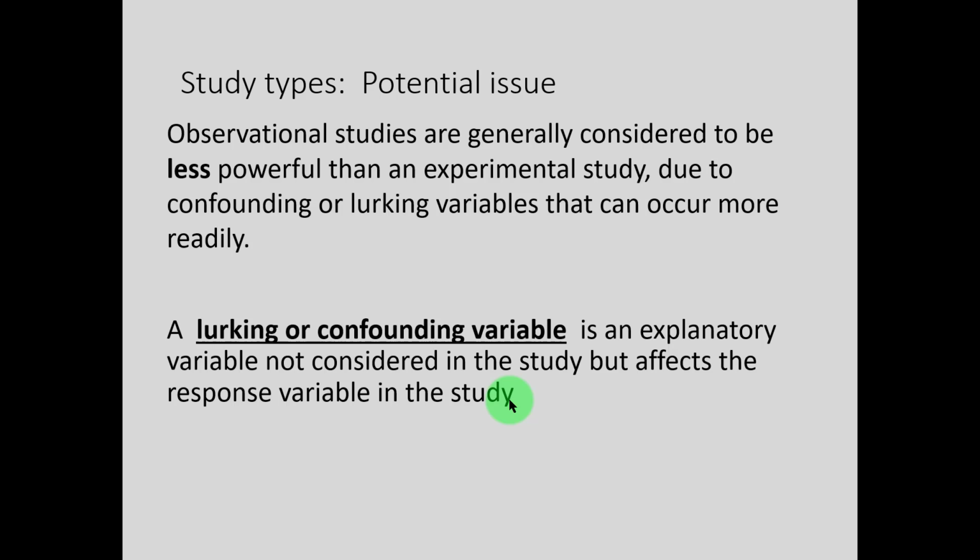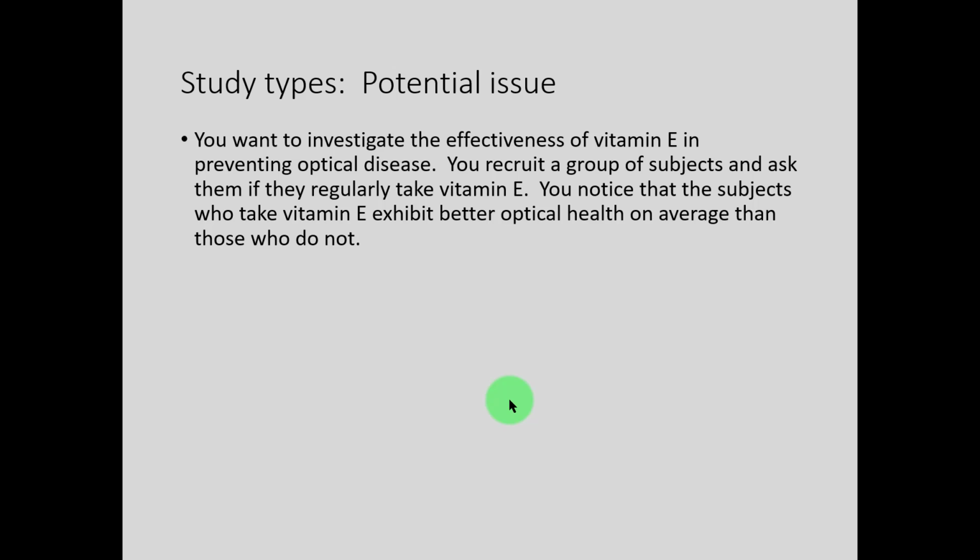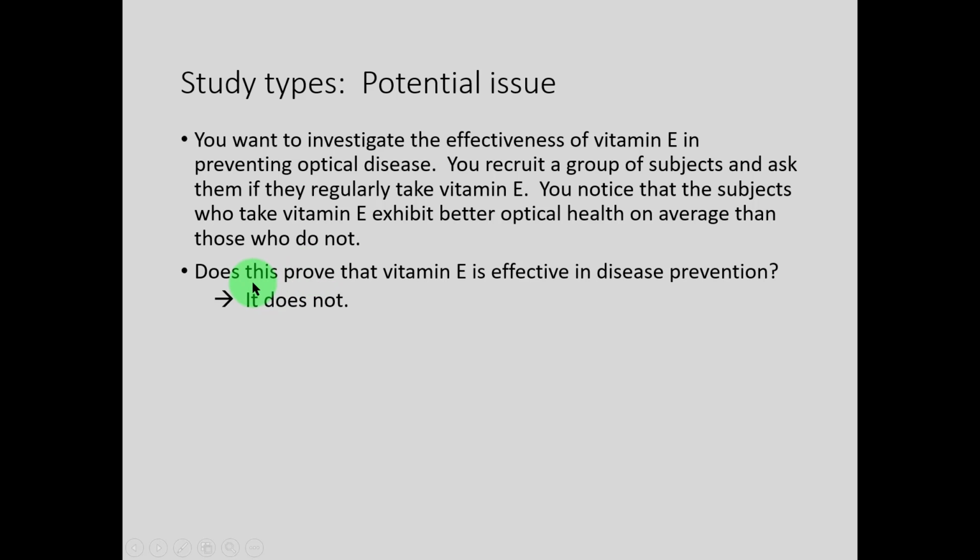Let's look at an example. You want to investigate the effectiveness of vitamin E in preventing optical disease. Cool, we've thought about this already. So you recruit a group of subjects and ask them if they regularly take vitamin E. You notice that the subjects who take vitamin E exhibit better optical health on average than those who do not. Okay. Does this prove that vitamin E is effective in disease prevention?